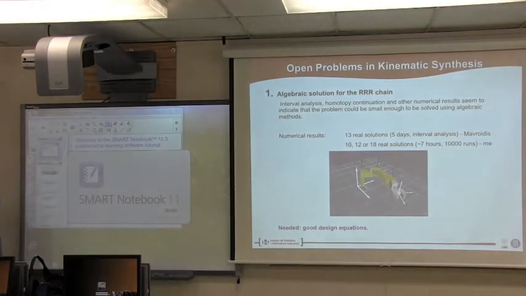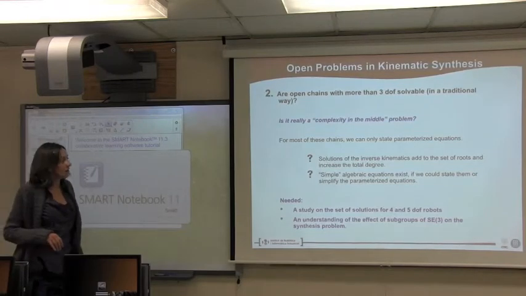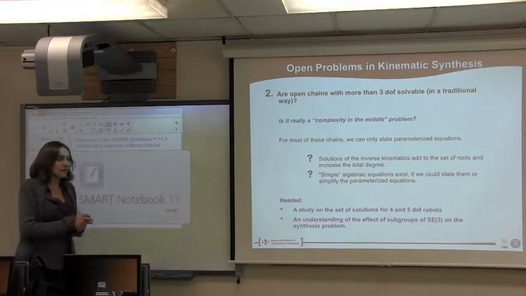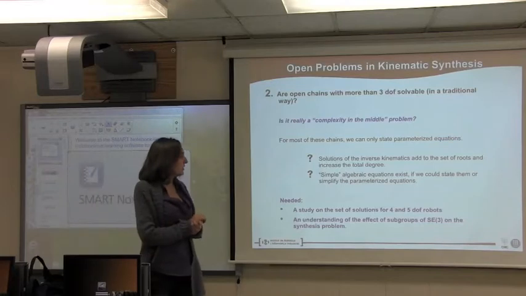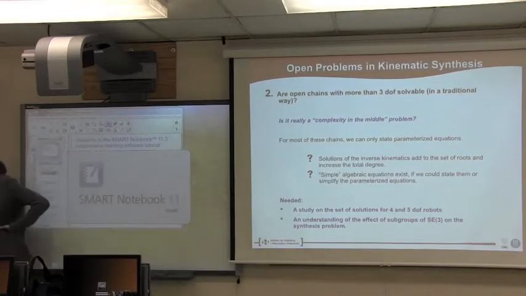So this is still open. We are trying to solve this using Gröbner bases. And then what do we do with the rest of them? Is it really a complexity in the middle problem, or is it really complex by itself and we will never be able to simplify? So do we give up in finding a simpler way of creating these equations and just go for a numerical solver, or do we keep trying?